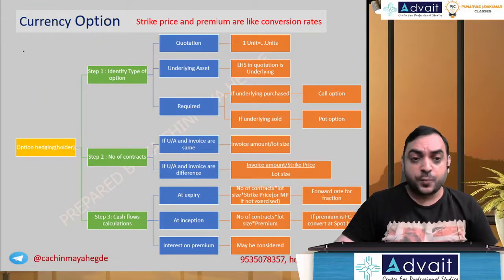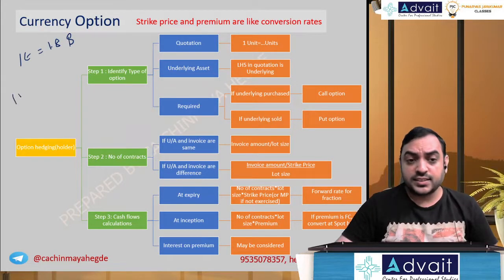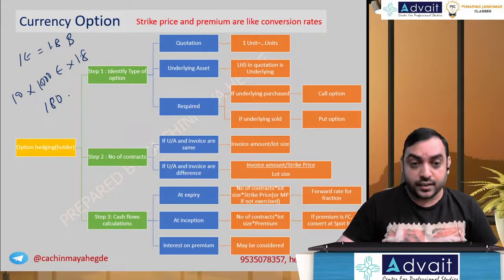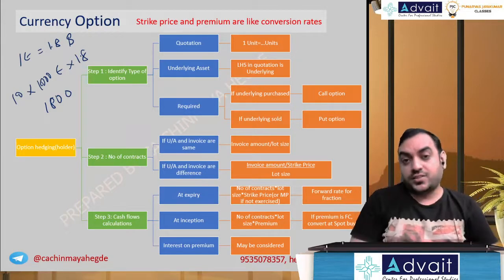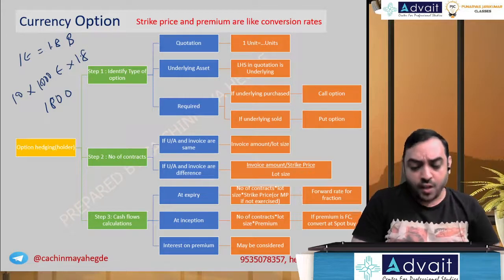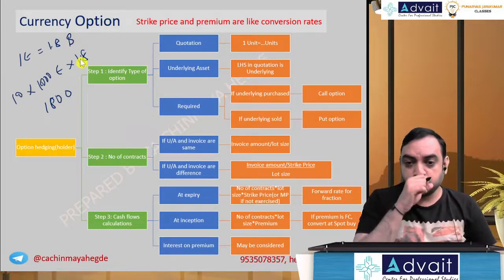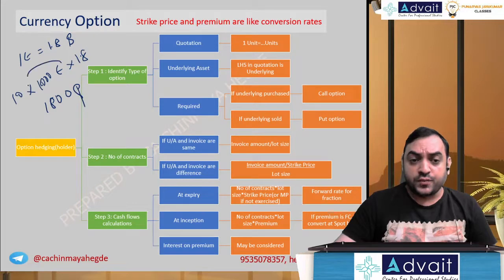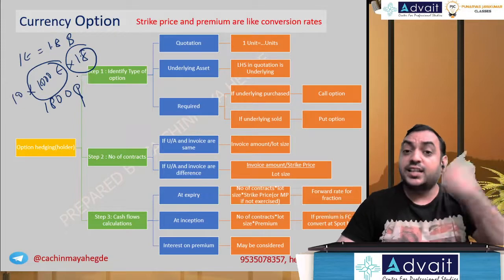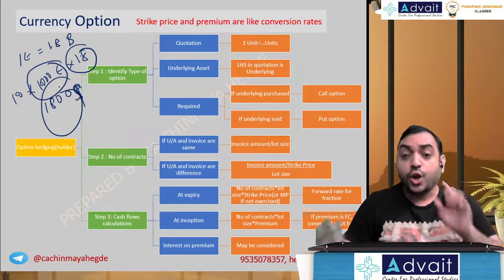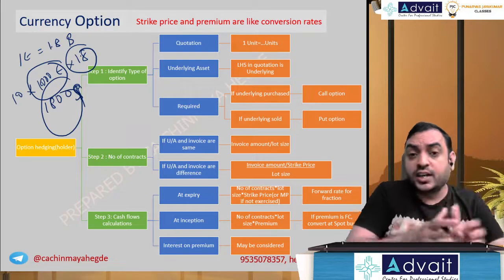I'll do one more. Suppose it's given 1 euro is $1.8, and lot size is 1000 euro, multiplied by 1.8, you get 1800. Now this one, is it in euro, is it in dollars? Can you think of that? What currency will it be? It will be dollar. Hope that is clear, because when we have euro, you apply the conversion rate, be it strike price or premium, that will be in the other currency. That other currency here is dollars.